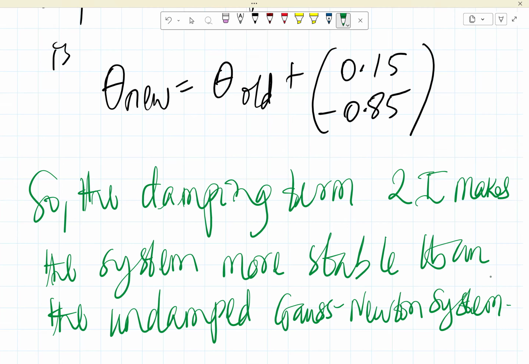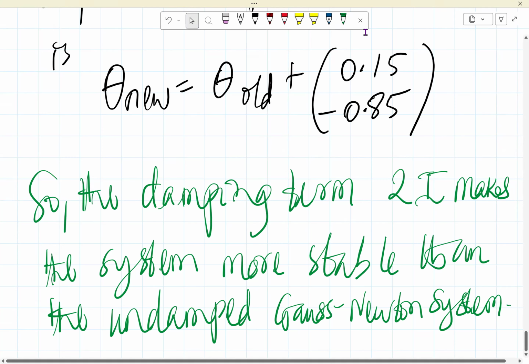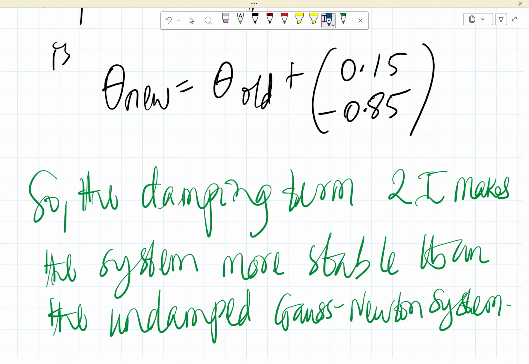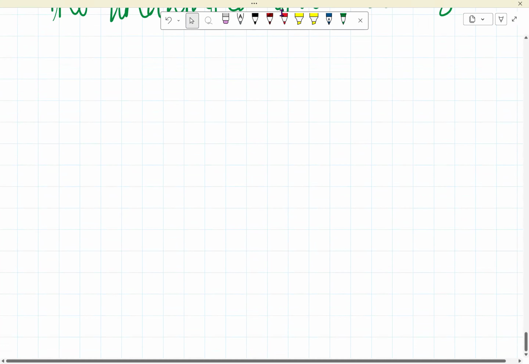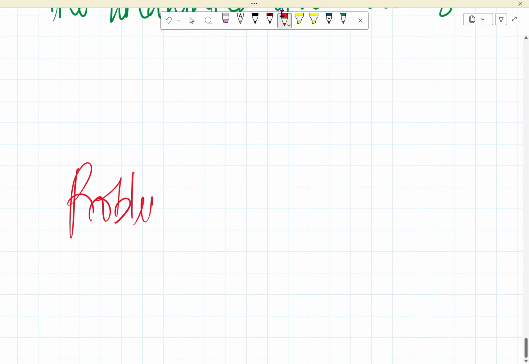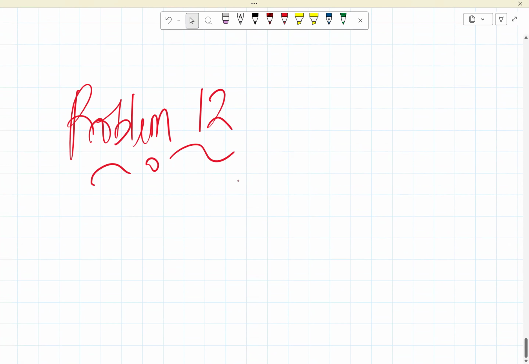Okay. I think because of time, let me see if I can just take sketches of problem 12. So for problem 12 now, I'll just breeze through that. I won't dwell too much on it.